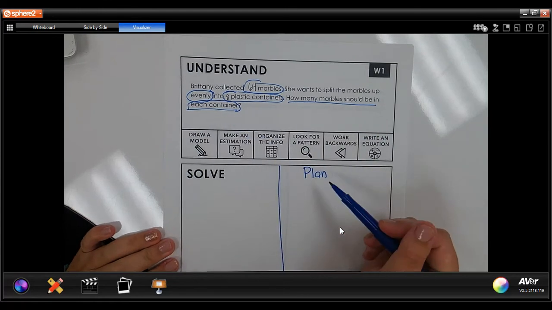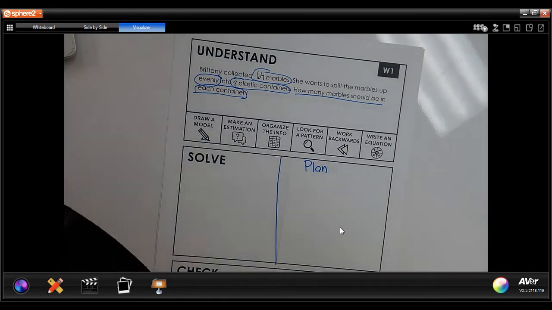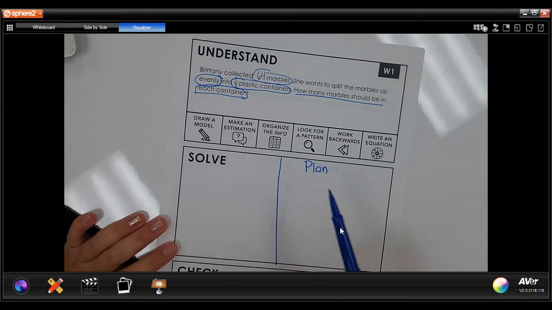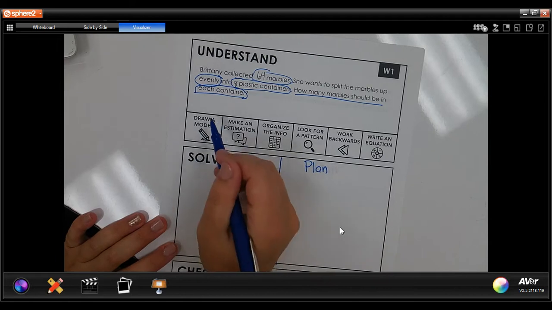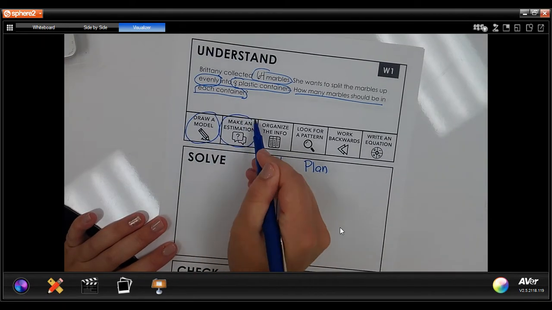Okay, so now I'm going to use one of these strategies to plan out my word problem. So I could draw a model. I can make an estimation. I can organize information, look for a pattern, work backwards, or write an equation. I'm going to draw a model, and I'm also going to make an estimation.